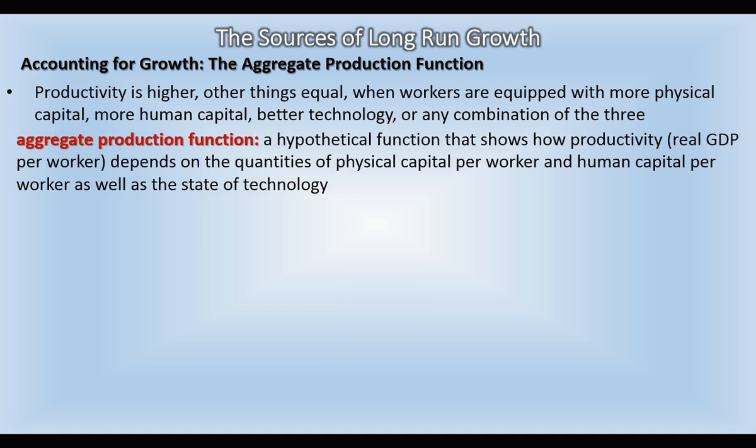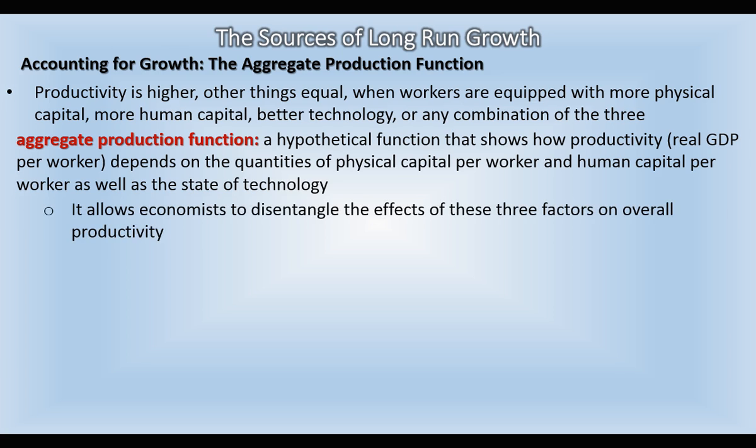So the aggregate production function is a hypothetical function that shows how productivity, which is real GDP per worker, depends on the quantities of physical capital per worker and human capital per worker, as well as the state of technology. So it's a way to capture the relationships that exist between these sources that then allow us to engage in economic growth. So again, it allows economists to disentangle the effects of these three factors on overall productivity.